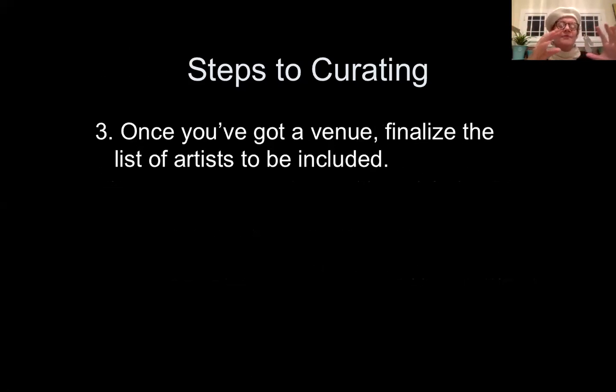So once you've got the idea, and then you've got the venue, a place where you're going to put it, the third step is to finalize a list of artists to be included. I'm going to show you in a minute an exhibition I did with a large group of artists. I went to every one of their studios. I visited some of their studios more than once, and I talked with them about which artworks were going to be included and why. And as I did so, I began to think about how they would be installed and how the artworks would interact with each other.